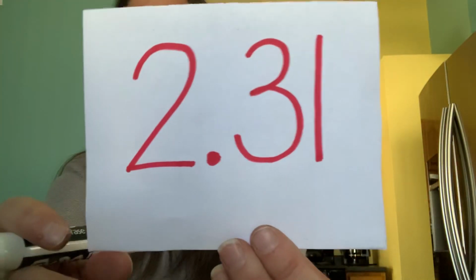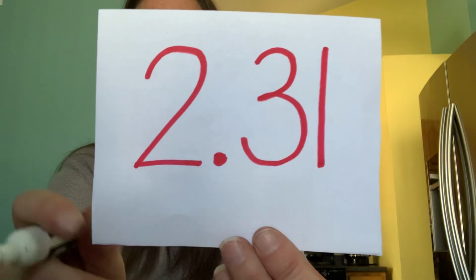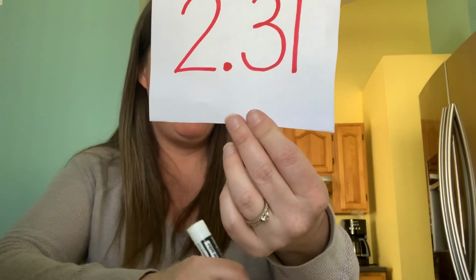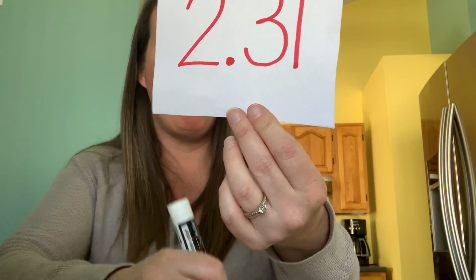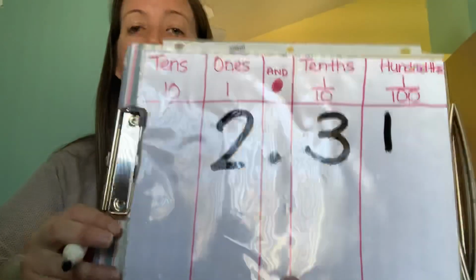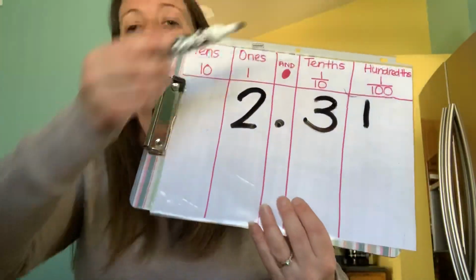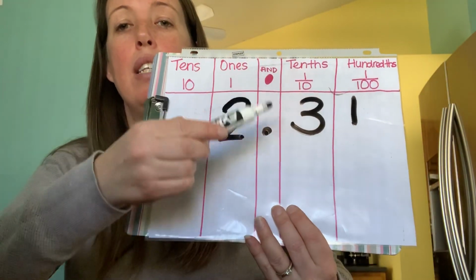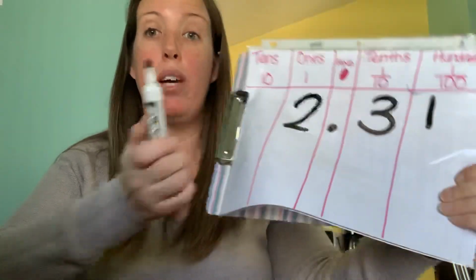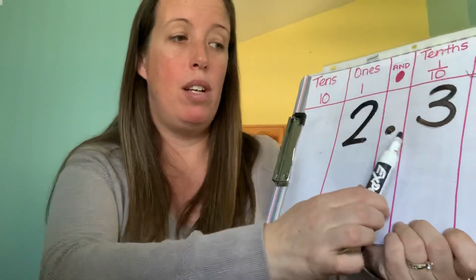All right, last one, guys. Finish strong. Here we go. How do I read it? How do I write it? If you're not sure how to read it, put it right in your mat. Now your mat will read it for you. 2 and 31 hundredths. So how many wholes do I have in front of the decimal?